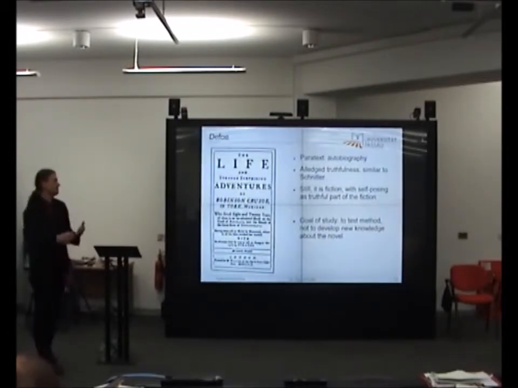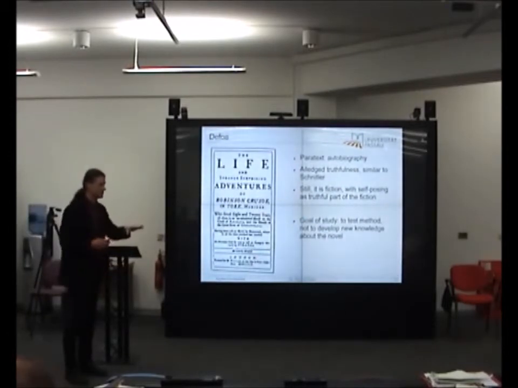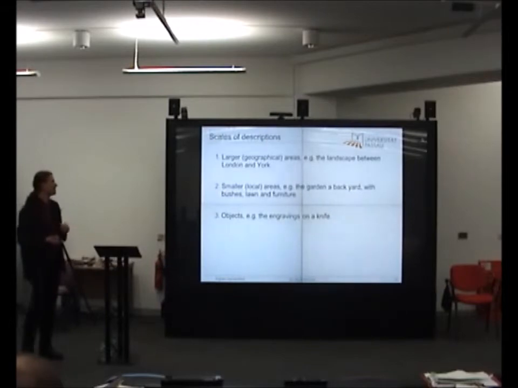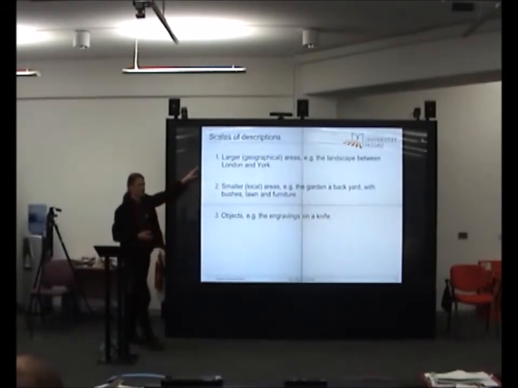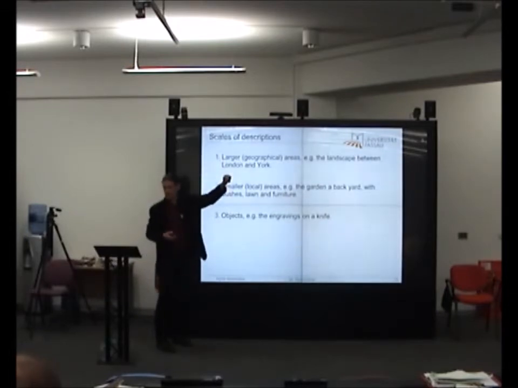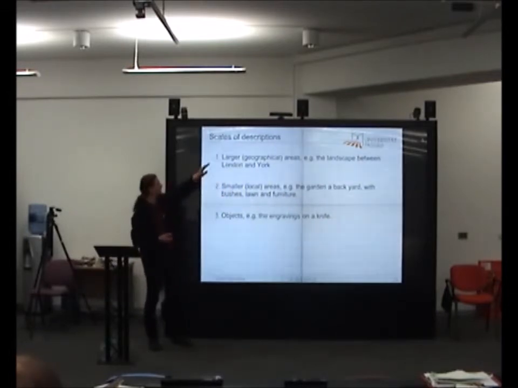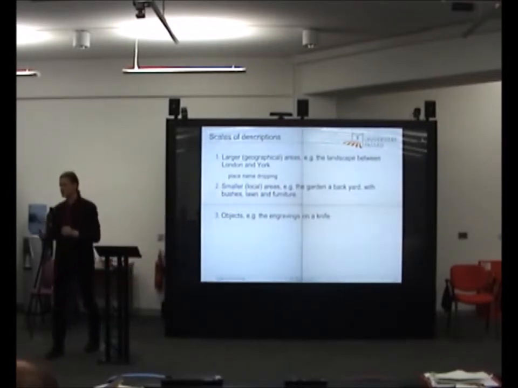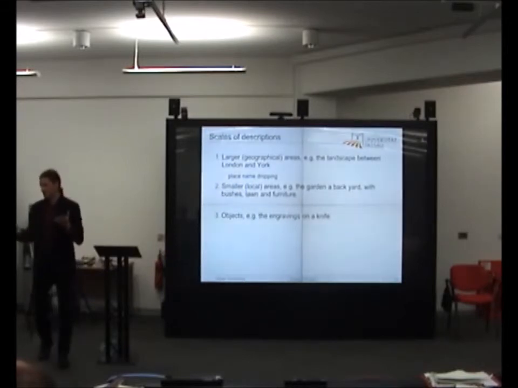And here, the attempt is to look into the method, not to really learn a lot of new things about Defoe. In Robinson Crusoe, you have three levels, scales of description. You have larger geographical areas. He's traveling between England, Brazil, parts of Africa, this island of his, and so on. And he uses place name dropping. He doesn't really describe or say anything, he just drops the place names. I traveled to Brazil, and people will know where it is.